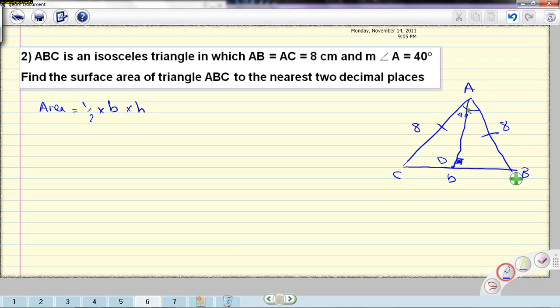And remember a rule that if we draw a line from the vertex of an isosceles triangle perpendicular to the base, it will bisect the vertex angle. So this will be 20, and this will be 20. So I have triangle ADB. I have 8, and I have this angle. I want to get BD. If I get BD, I can get BC. Okay, you must label the sides. This is opposite, and this is hypotenuse.